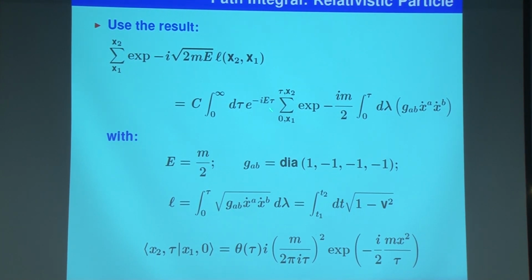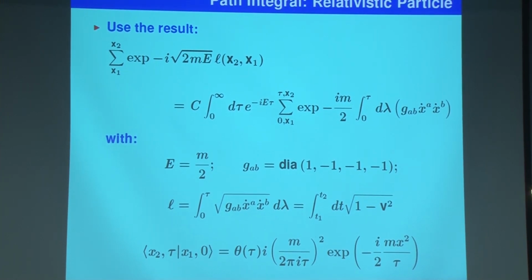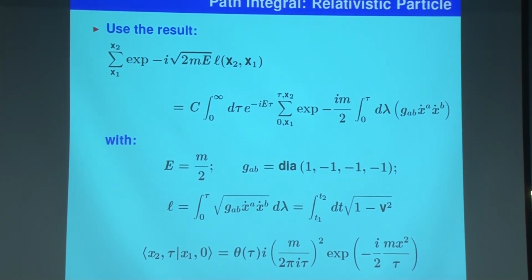But what is this path integral? This path integral has 1 minus 1 minus 1 minus 1. It is all quadratic. Therefore, I know the result. The result is essentially exponential minus m x square by time half, because this is the path integral for a free particle. But remember, x square now is t square minus mod x square.